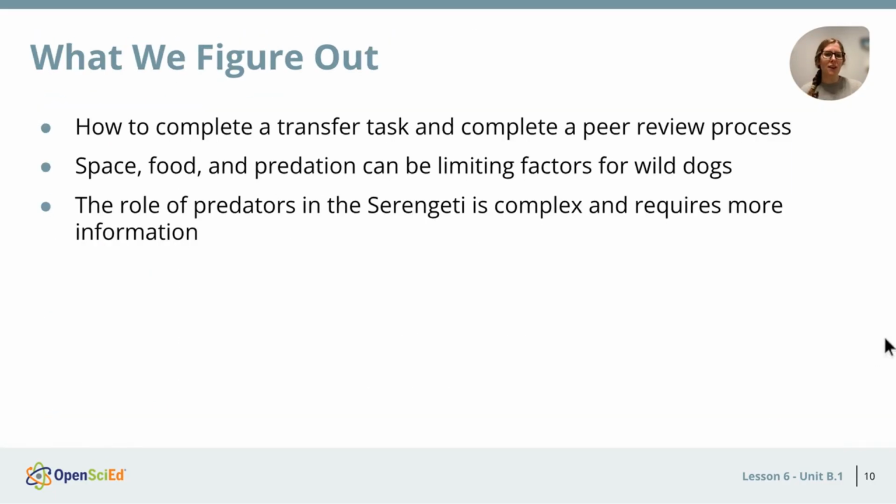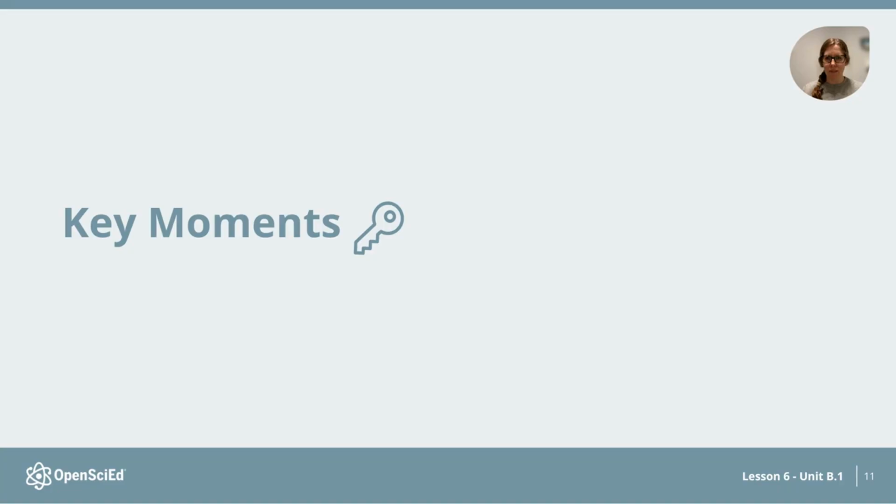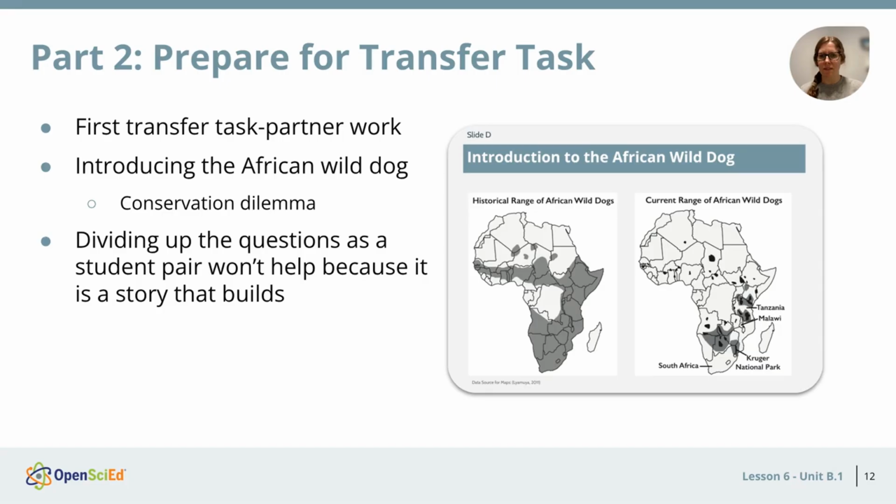So what we figure out throughout this entire lesson, we learn how to complete a transfer task and complete a peer review process, that space, food, and predation can be limiting factors for wild dogs, just like with the wildebeest, and that the role of predators in the Serengeti is complex and that we need more information about it. Let's dive into the key moments.